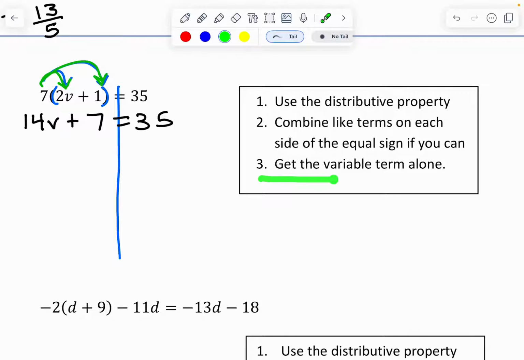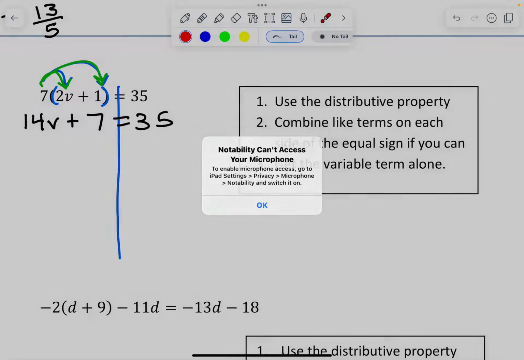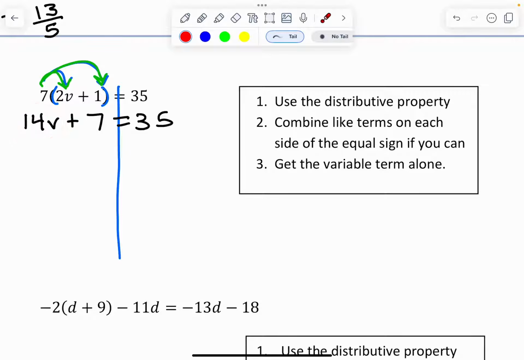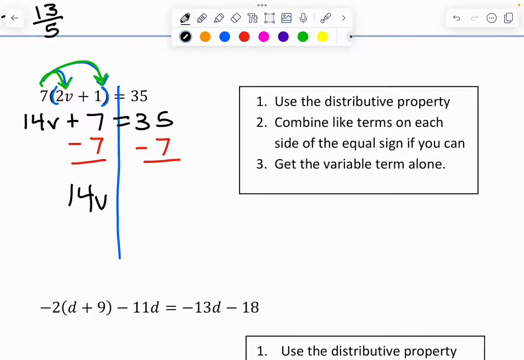So now we just need to get the variable term alone. So we want to get this 14v by itself. So that means we need to move that +7. So the opposite of +7 is going to be -7. So we're left with 14v equals 28. Then we can break apart that multiplication with division, and we get v equals 2.